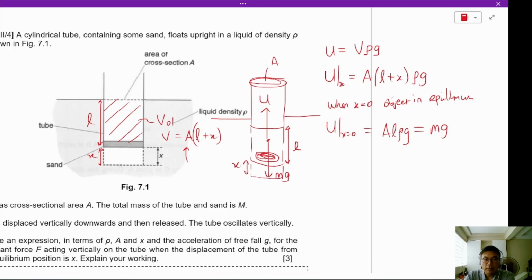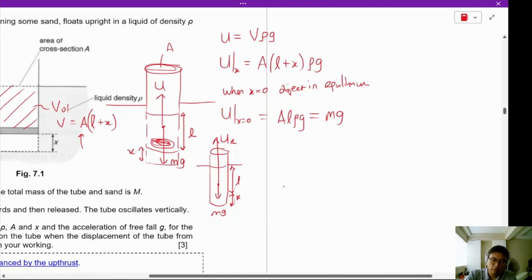Now, what happens when the upthrust is more? Let's say we pull this object all the way down, so that this is the original length L plus x. Now the weight still remains the same, but the upthrust will be much higher. So this is the upthrust at x. So what we can write is this.